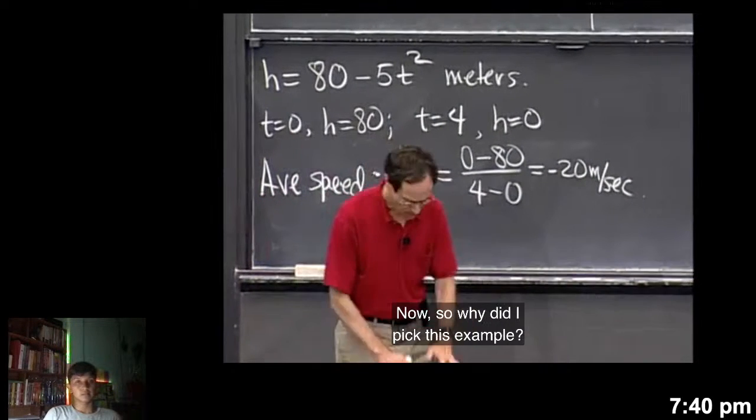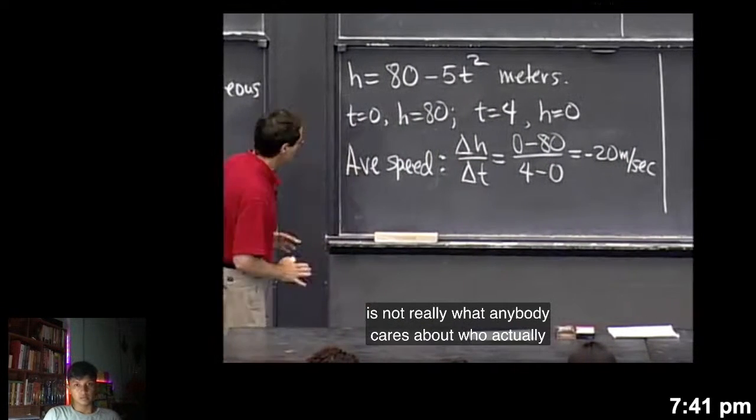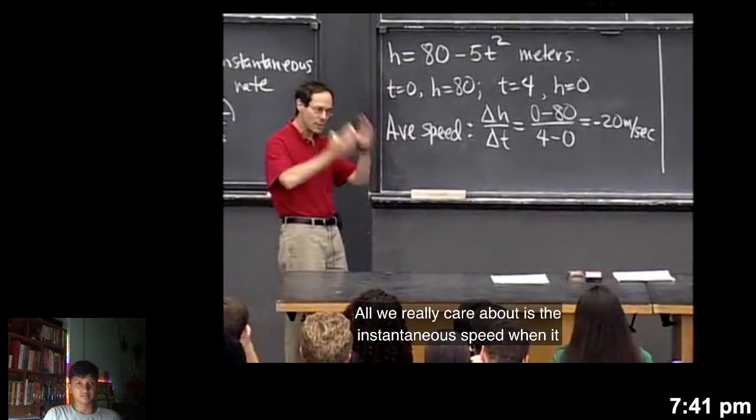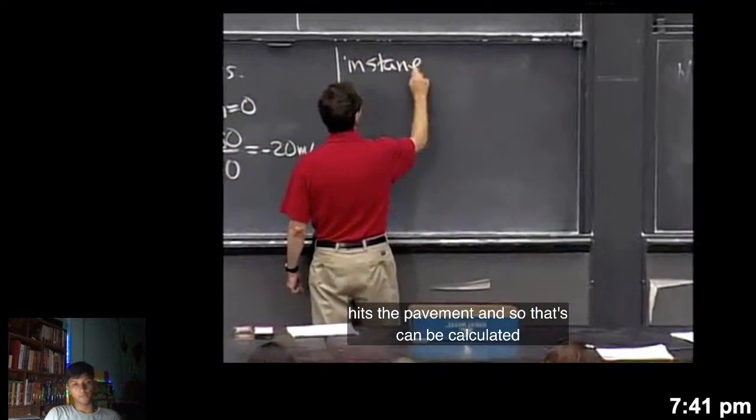Now, why did I pick this example? Because, of course, the average, although interesting, is not really what anybody cares about who actually goes to the event. All we really care about is the instantaneous speed when it hits the pavement. And so that can be calculated at the bottom.